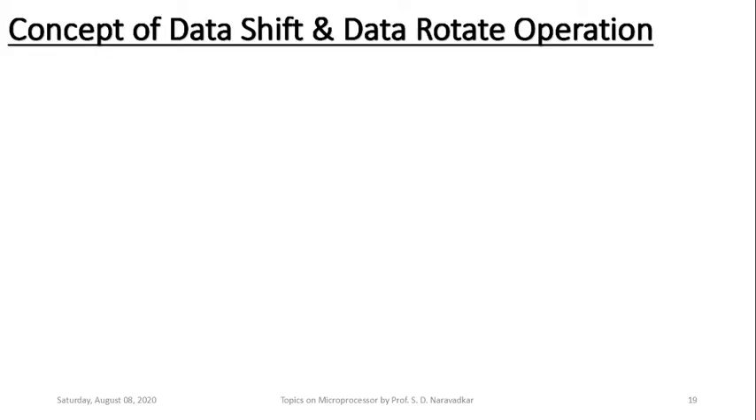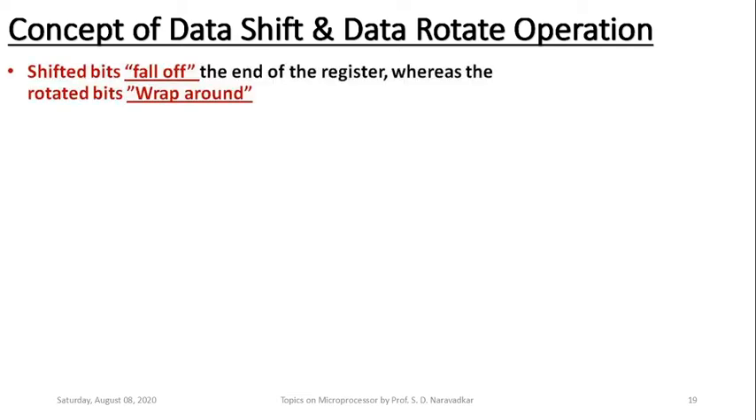Now on this particular slide, I am going to explain the concept of data shift operation and data rotate operation. So let us see here. The difference is clearly stated here. Shifted bits fall off the edge of the register, whereas the rotated bits wrap around. It is very simple to understand.